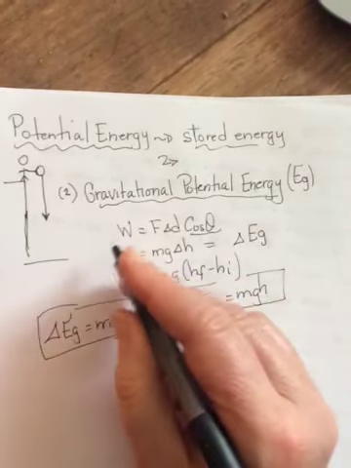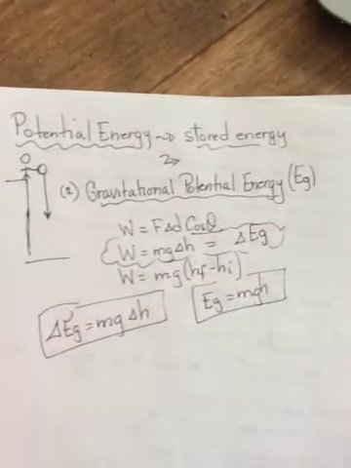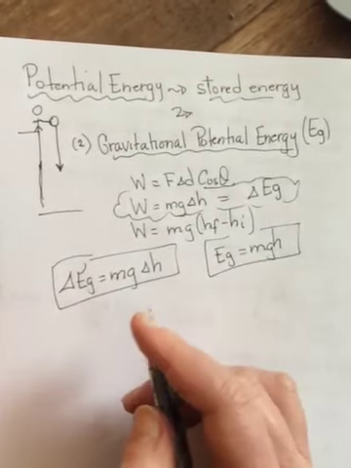But what we're saying here is again, work done is equal to the change in energy. Okay? So that's gravitational potential energy.